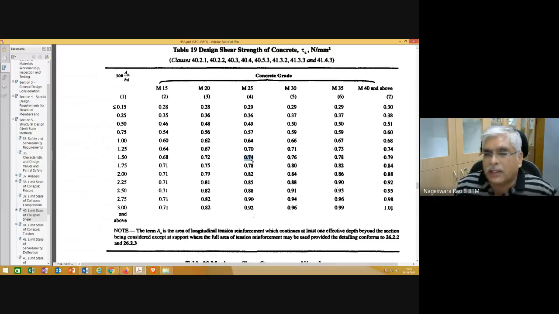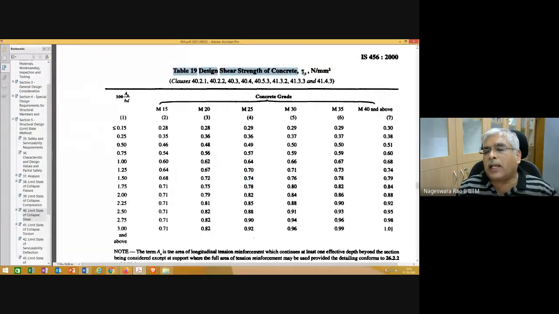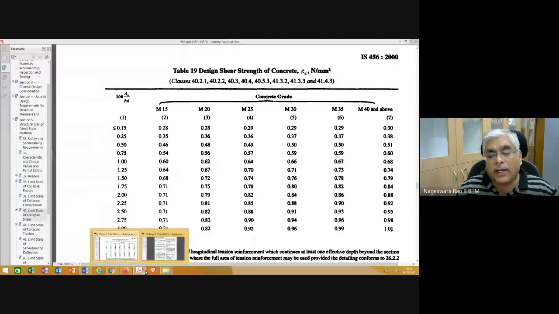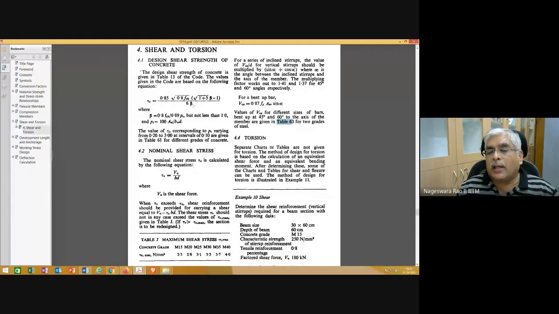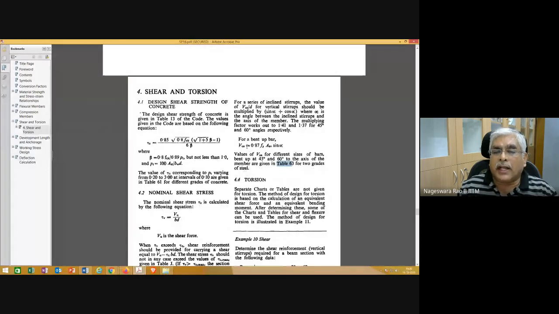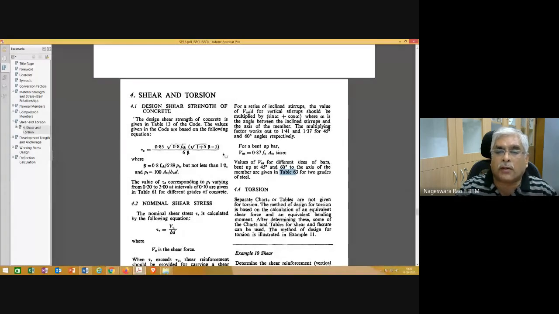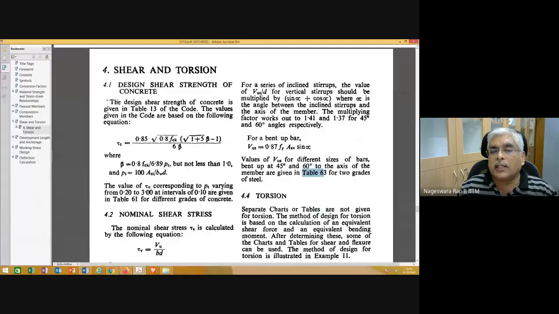Also, as a good student, you should always question where this chart or table is prepared from. That information is given in SP16. Here, this is actually given for an old version of the code. That's why you can read design shear strength of concrete given in Table 13. It's not Table 13 as per IS 456, it is Table 19, and it is actually generated based on this equation.